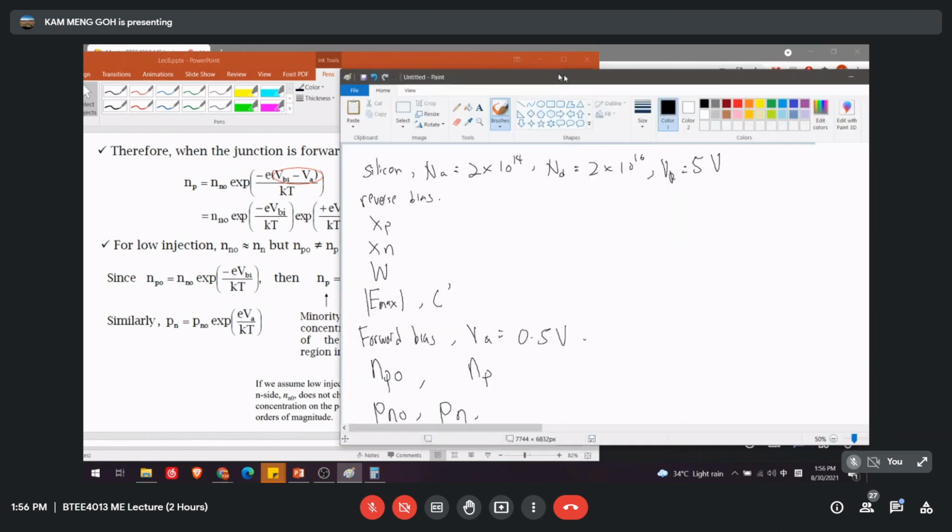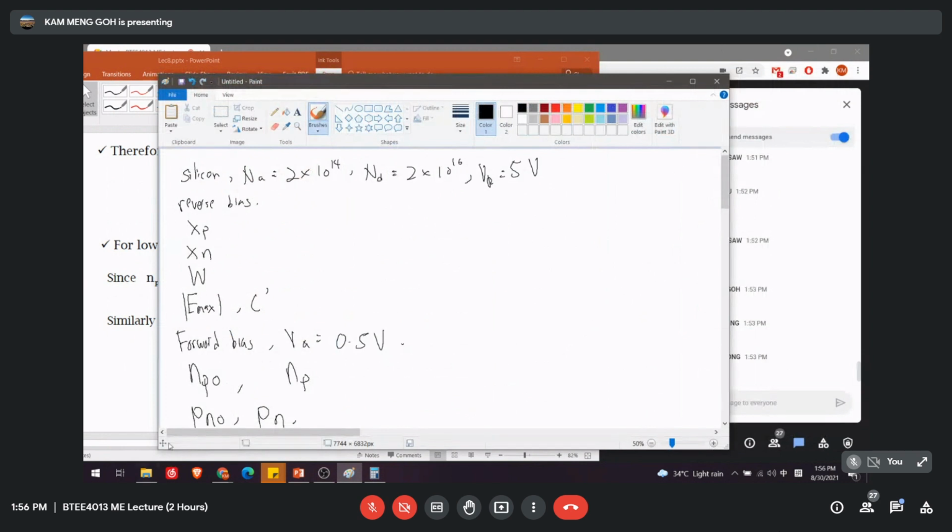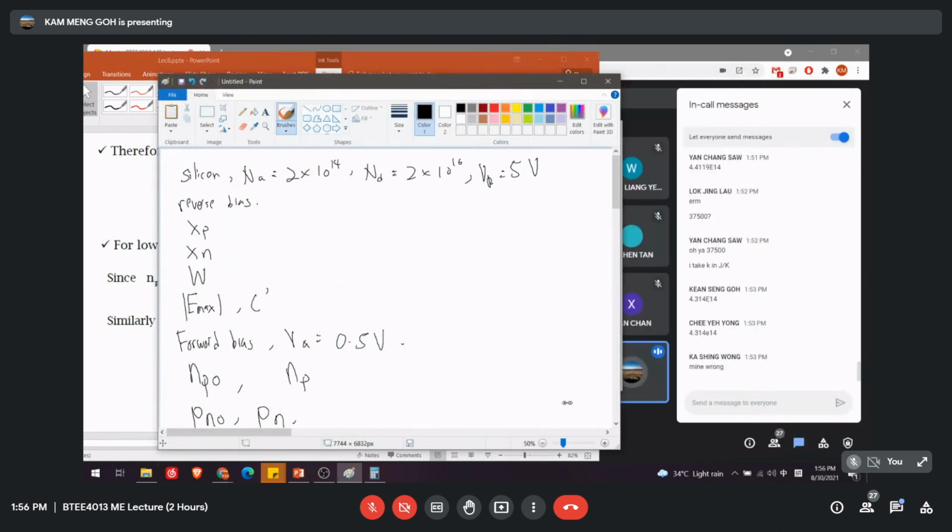Okay, start doing it now. So if you connect to the forward bias, the NA and ND are still the same, just the bias word changes.